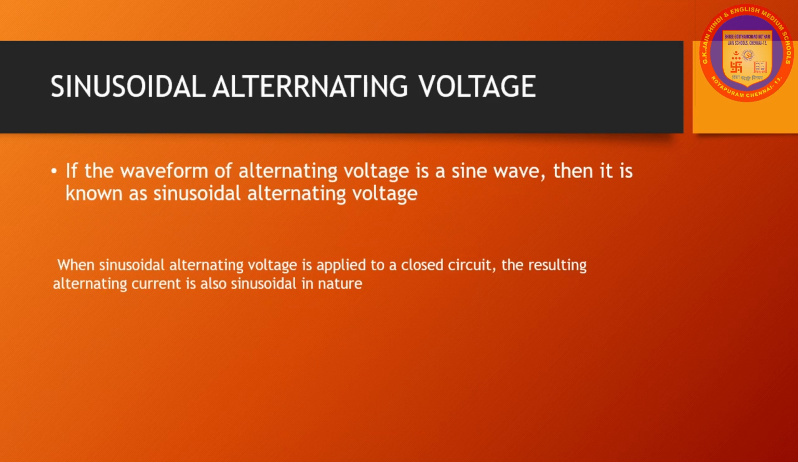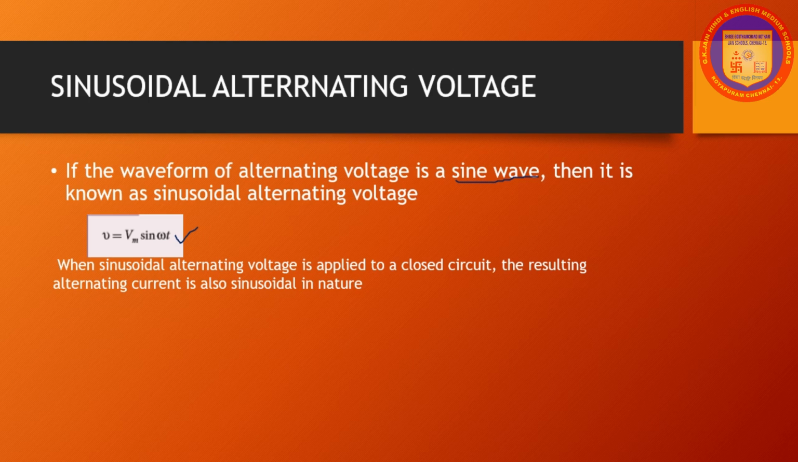Next, we will see sinusoidal alternating voltage. If the waveform of alternating voltage is a sine wave, then it is known as sinusoidal alternating voltage, and the relation is given as V = Vm sin ωt, where V is the instantaneous value of alternating voltage, Vm is the maximum value, and ω is the angular frequency of the alternating voltage.